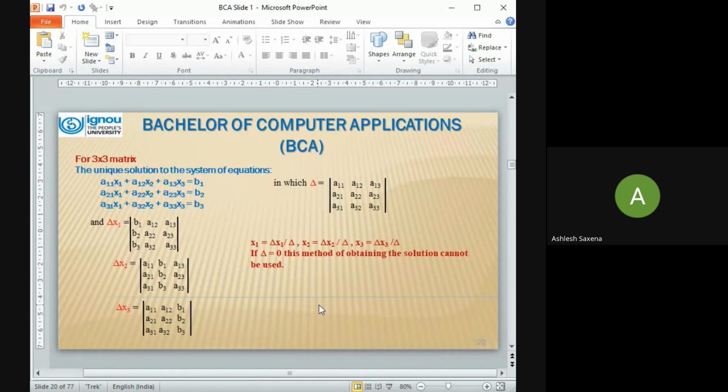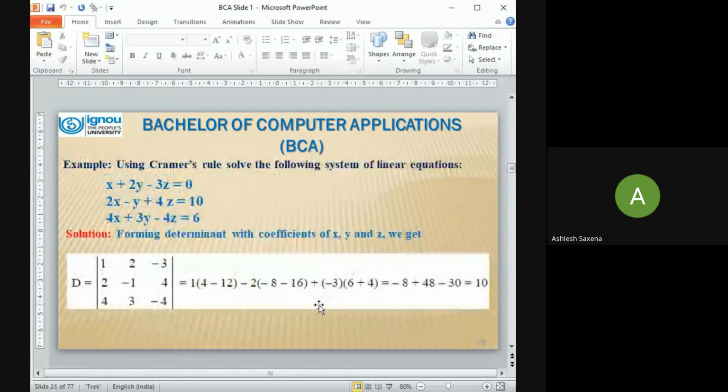Okay. So I will be solving the problem first of all in mathematics. What happens? A theory is taught, logic is taught, and then a problem comes. Here it comes. Have a look at it. I have to apply Cramer's rule. This is a 3 by 3 matrix. Pick up the coefficients. First step. Pick up the coefficients: 1, 2, minus 3, 2, minus 1, 4, 4, 3, minus 4. Open it up.